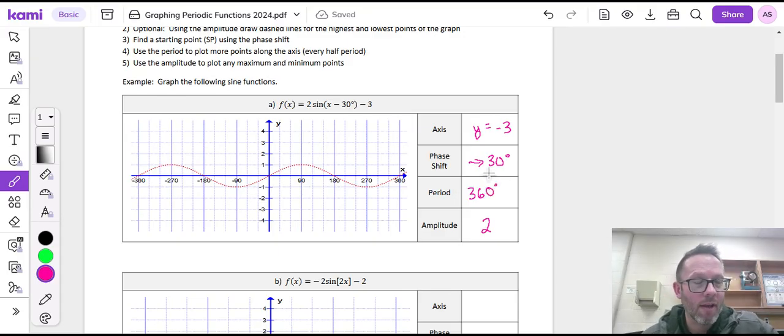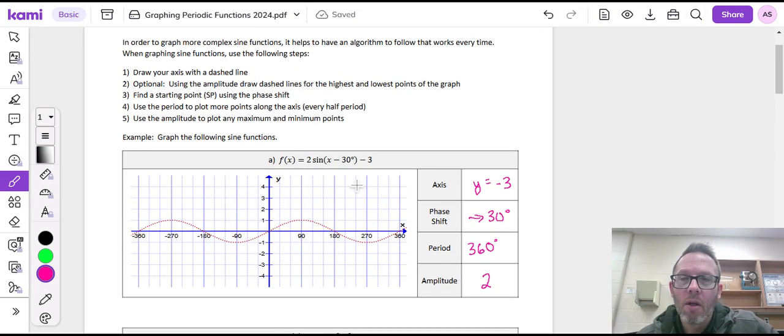So how does that help us sketch this sine function? I have the basic sine function sketched here as a dashed line. Here are my suggestions. This isn't the only way to graph these. I just have found that this algorithm helps a lot of students graph these kinds of functions in a reliable and consistent way. So my suggestion would be, once you find the axis, to graph that with a dashed line. I'm just going to put a horizontal dashed line at minus 3. That's the axis of my curve.